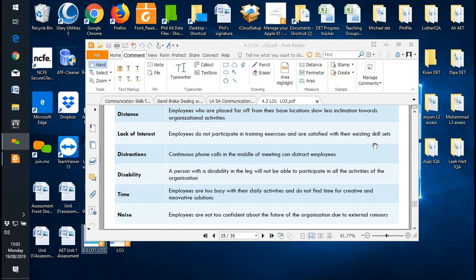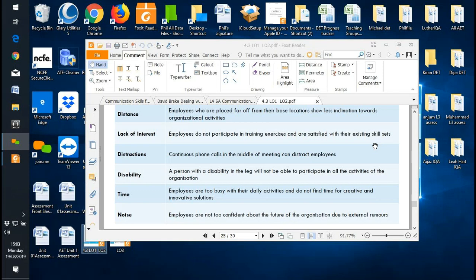Distractions, noise, rumours, continuous phone calls, or in the middle of meetings, or meetings that are being held in an office when people are trying to work.